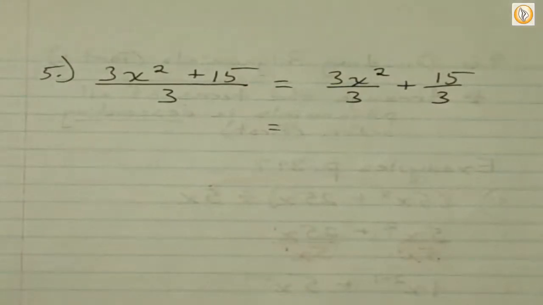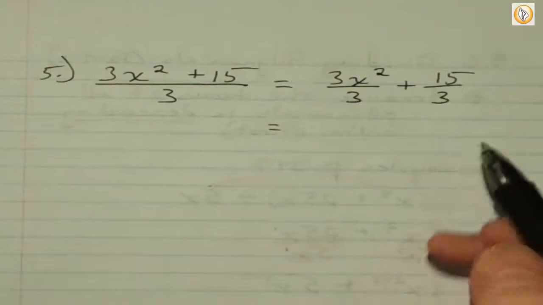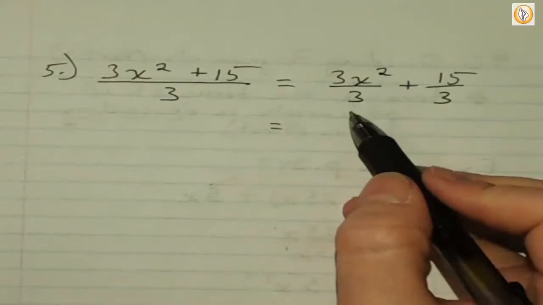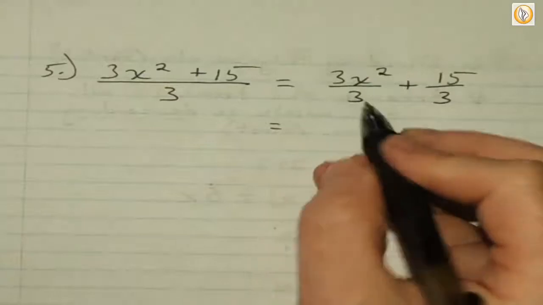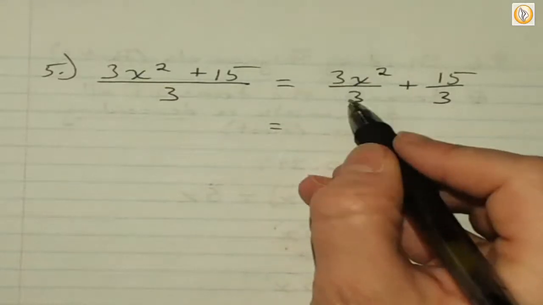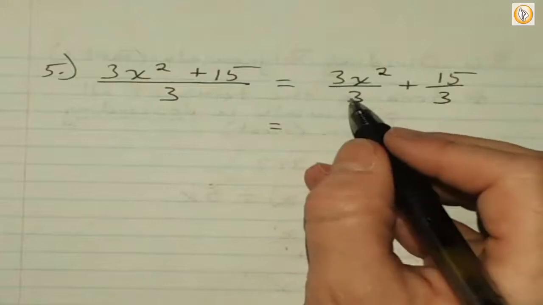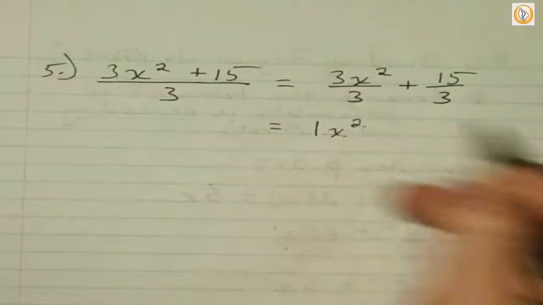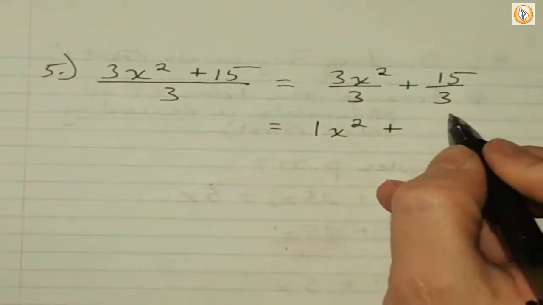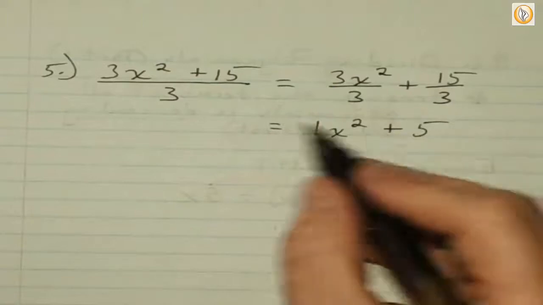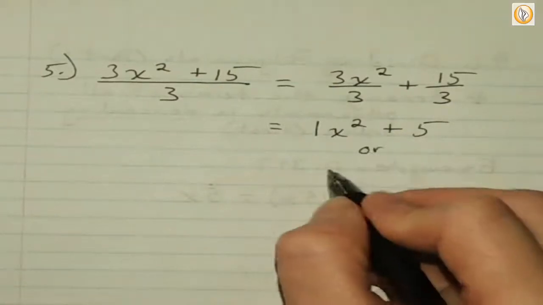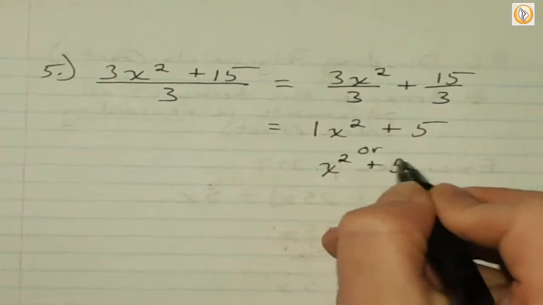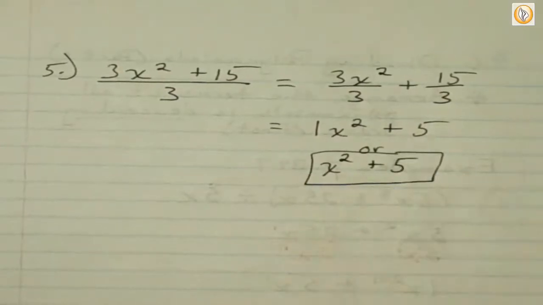So Gabby, 3x squared divided by 3. Yeah, and just for notes purposes, 1 divided by 1. 3 divided by 3 is 1, and there's no x down here, so it's just 1x squared plus 5. Now, this is an acceptable answer, or you can just say x squared plus 5. Any questions?